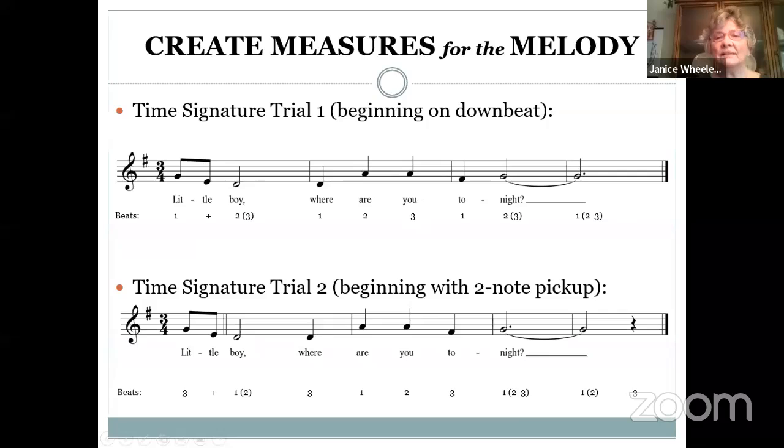What if we used a 2-note pickup, which is what we kind of felt when we listened to listen for the pulse? This way, now there's the nouns on beat 1. Where are you? And this noun starts on the last beat of this measure and finishes on the downbeat of the next measure. So that's probably the right way to create measures for our melody.